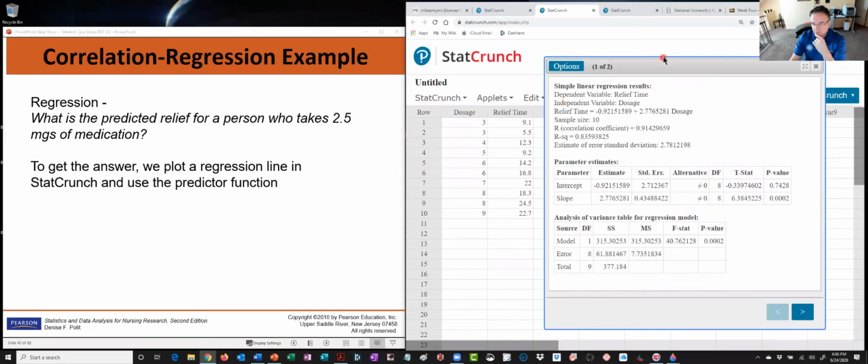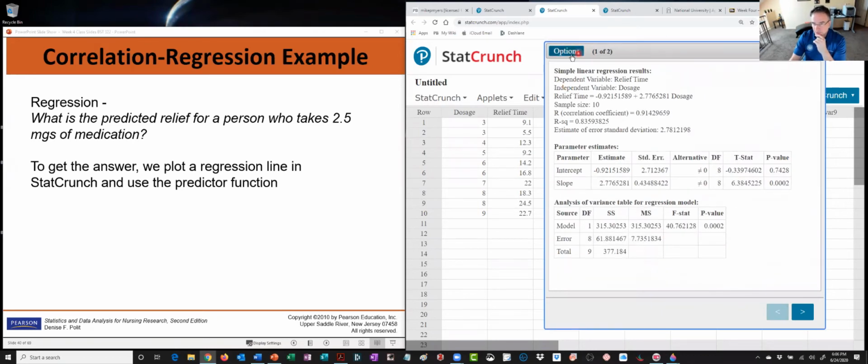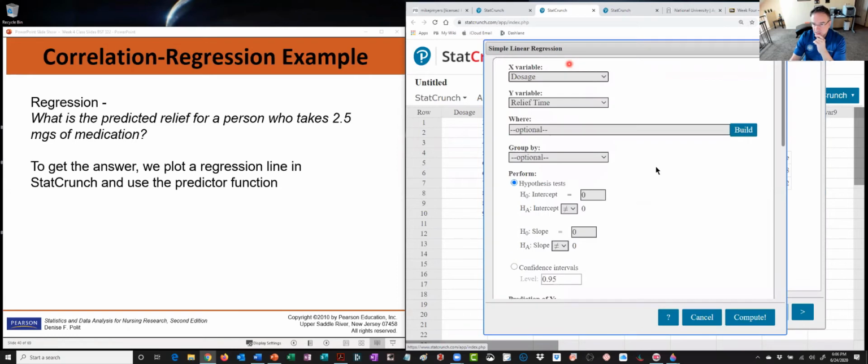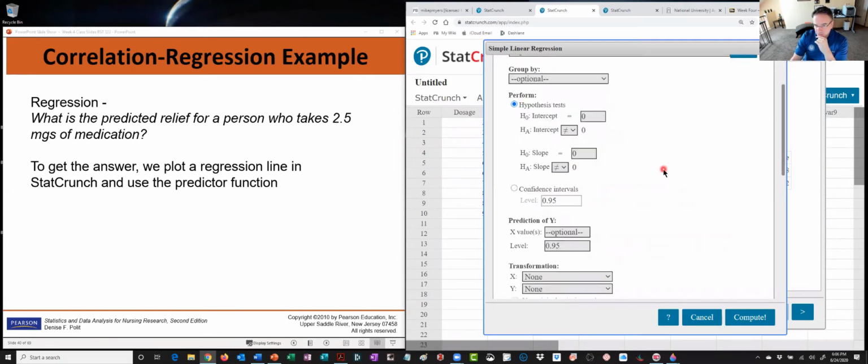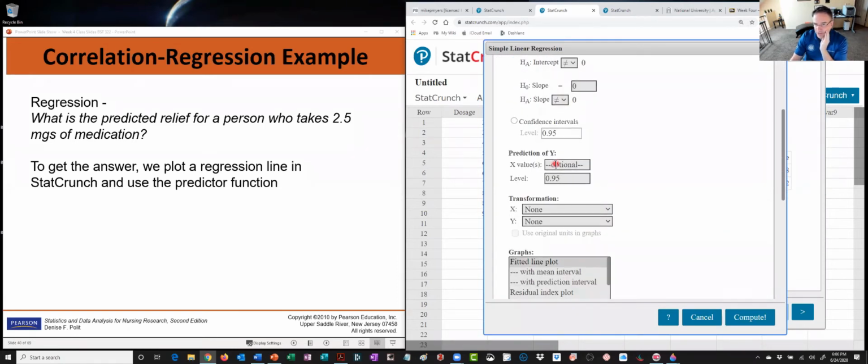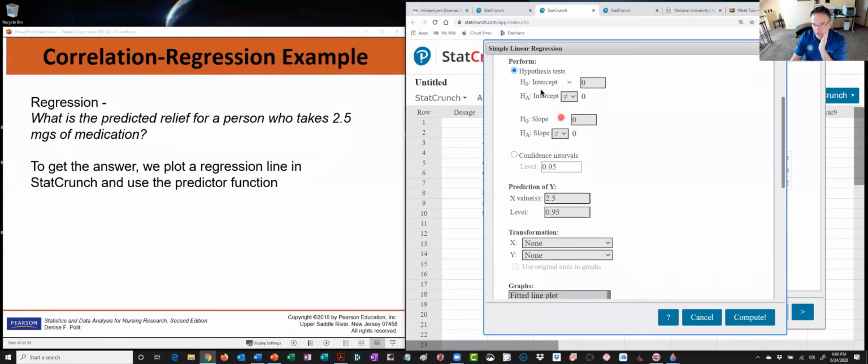But we can have the software calculate it. If I go to options, I'm going to edit this. I can go down to this one. And we can put in predicted values of prediction of Y. Here we go. We can type in an X value, and that would be our 2.5. So again, I'm down here with predictions of Y, right underneath the hypothesis test and confidence intervals.